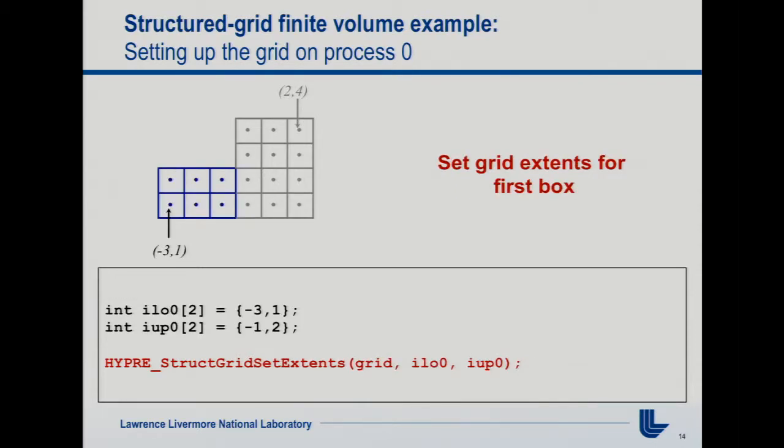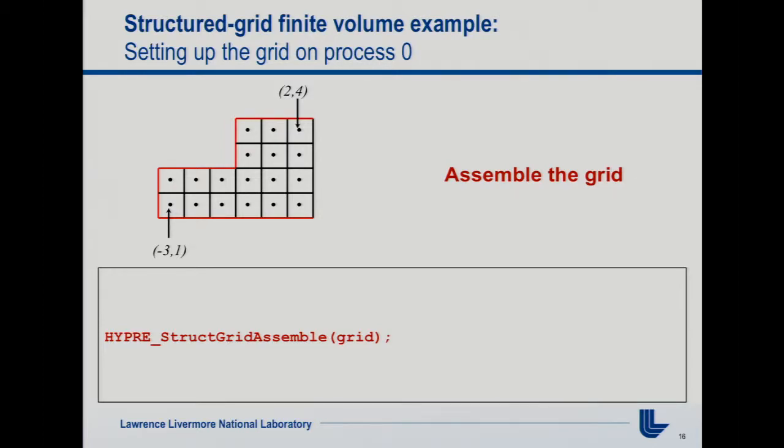And then we have to tell HYPRE what's in that grid object. And so we call this setExtents function, give it a lower and an upper corner, which gives it that little box of my grid. And then I call it again, and it gives me this box. And then I just call assemble. And so now I've done processor 0's part of describing the grid. Processor 1 does something similar for its part. All right, so the grid's done.